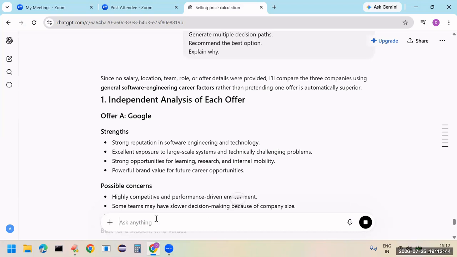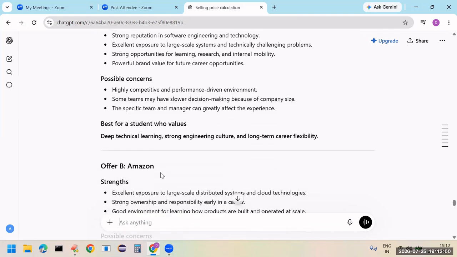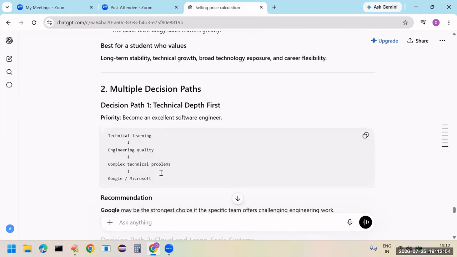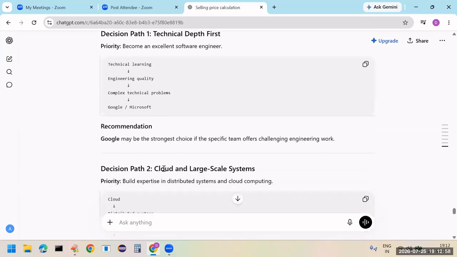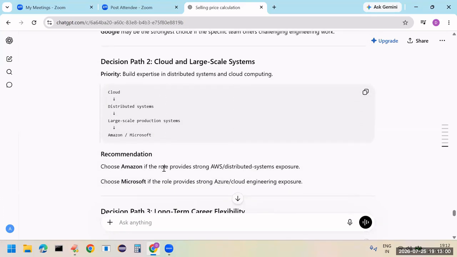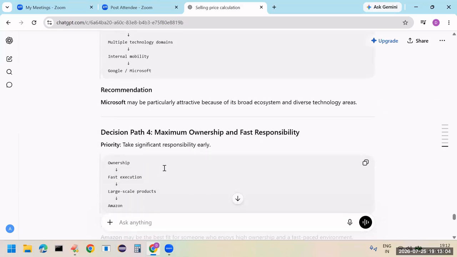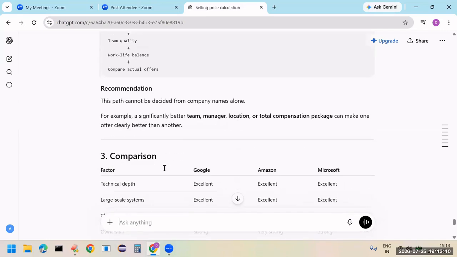Independent analysis of each offer. Offer A, Google. What is the strength? What is a possible concern? Offer B, Amazon. Offer C, Microsoft. Multiple decision paths. Decision path one: technical depth first, cloud and large scale systems. Long-term career flexibility. Maximum ownership and fast responsibility. Compensation and practical life.